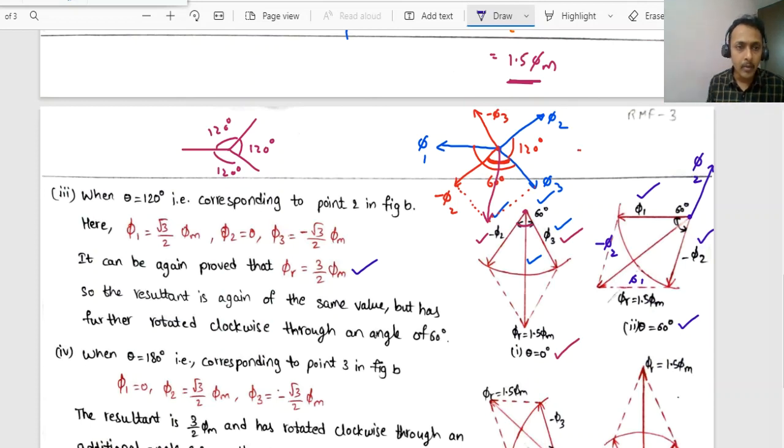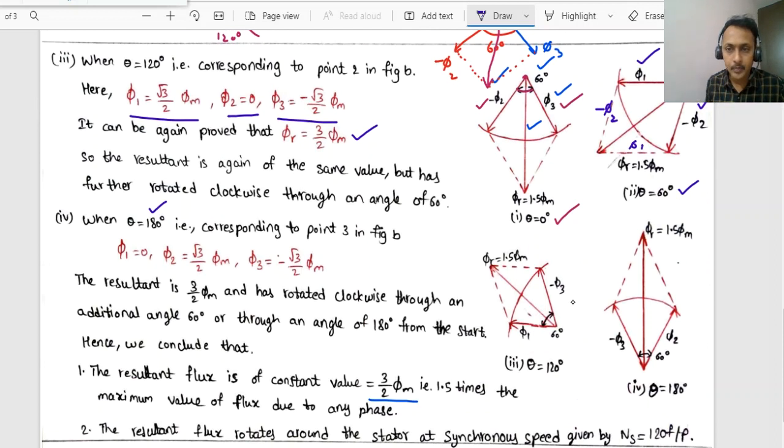Like this, at different positions, now at theta equals 120 degrees, phi 1 is root 3 by 2 phi m. Now phi 2 becomes 0, and phi 3 is minus root 3 by 2 phi m. So here, phi 1 is a positive value and phi 3 is a negative value. Phi 2 is not there. Now this is our resultant value.